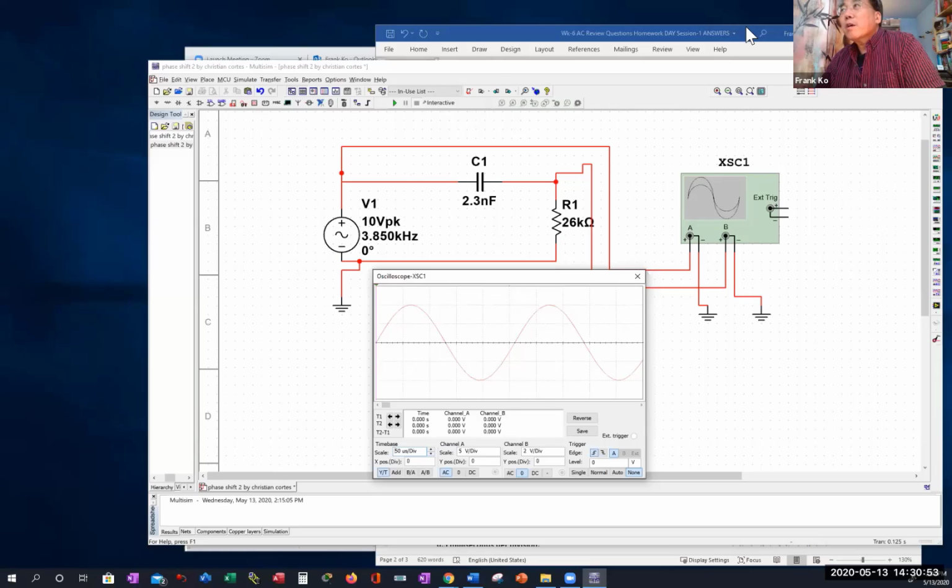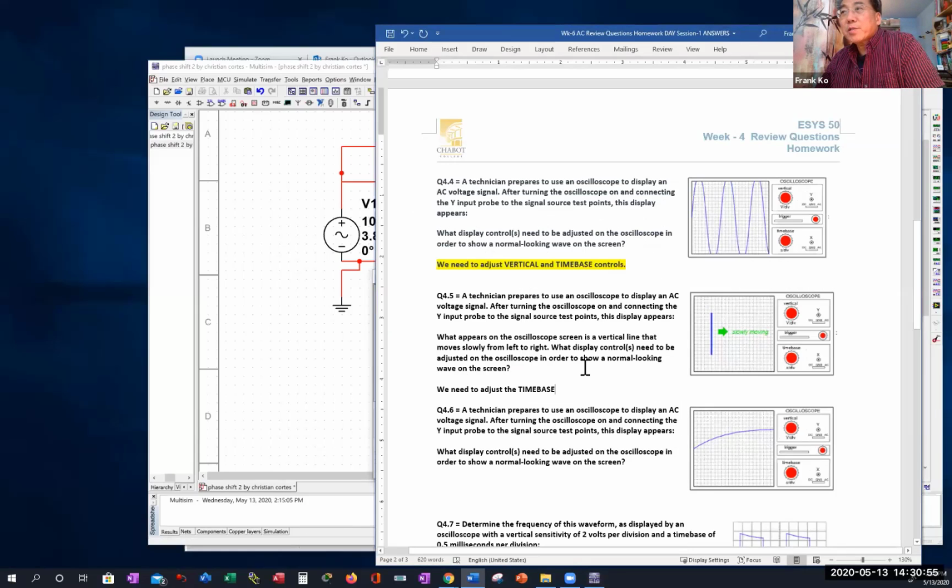So you're right. We not only adjust the time base, we need to adjust the time base to a lower time per division setting, period. Is everybody okay with this?